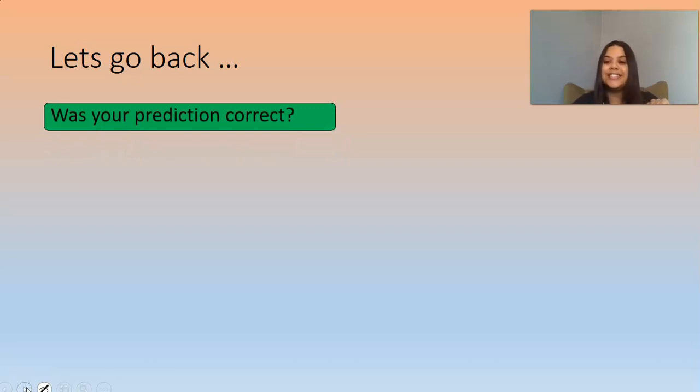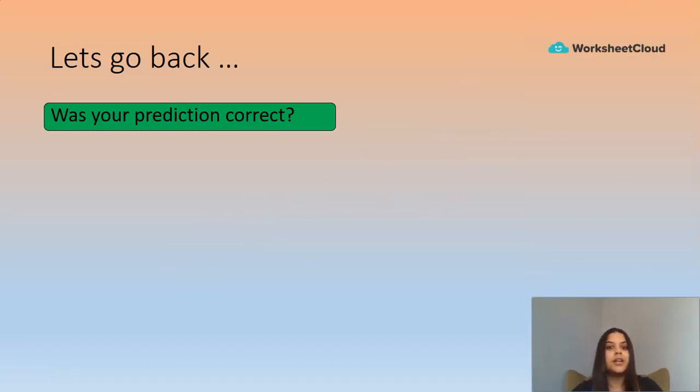Was your prediction correct? Now, if you noticed, I actually had very different predictions than the answers of the story. And I did that purposely because when we realize that our prediction was wrong, we always have to go back and correct it. So now that we know, we change what we thought the story was about. So was your prediction correct? Is what my question is.